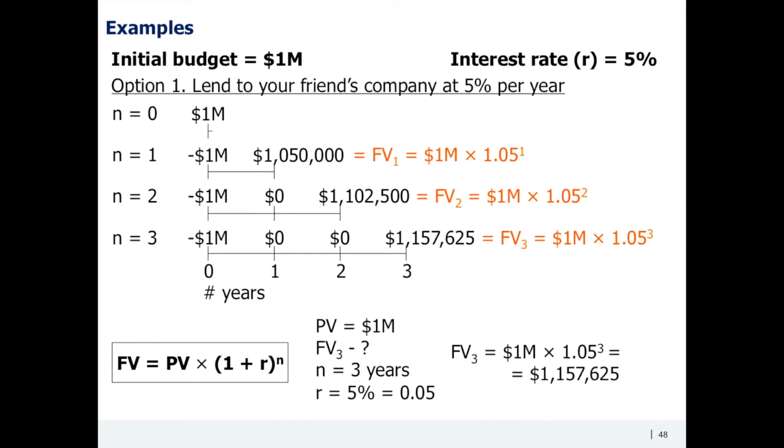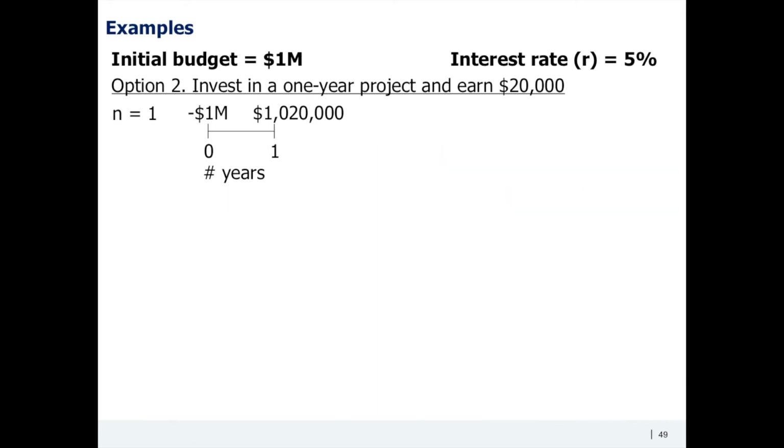Let's stress again that these are the future values of today's $1 million. Great! Now let's look at option 2. You can invest $1 million now in a 1-year project and earn $20,000 in a year. So in a year, you will get $1,020,000.